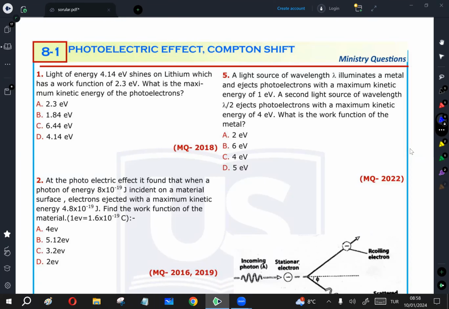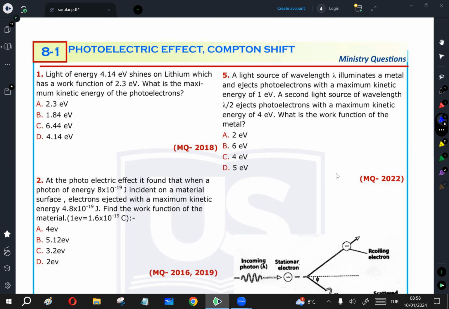Now we will continue with the problems about photoelectric effect. Question number 1, photoelectric effect equation. Light of energy 4.14 electron volt shines on lithium, which has a work function 2.3 electron volt. What is the maximum kinetic energy of photoelectrons?